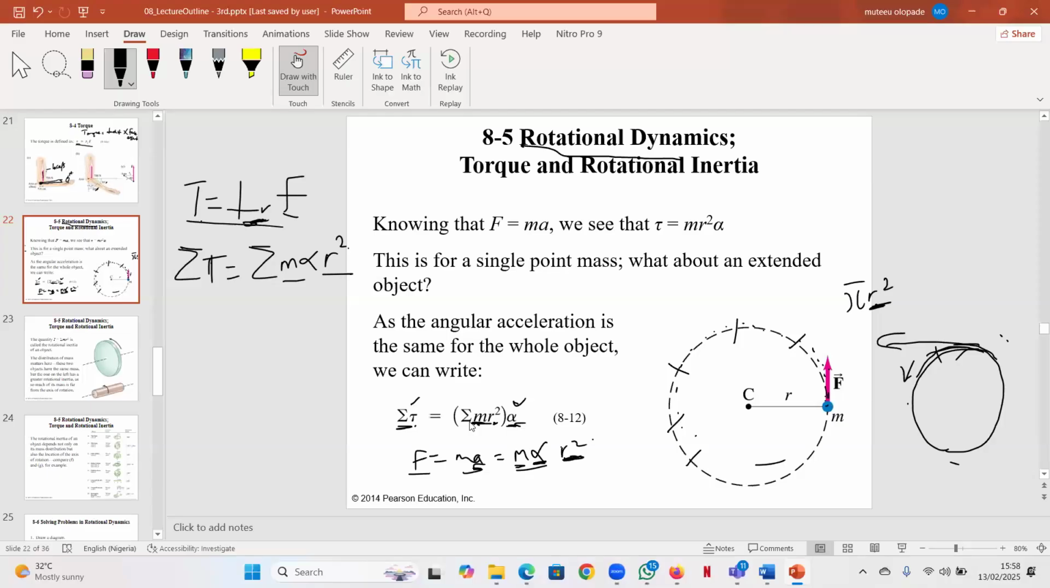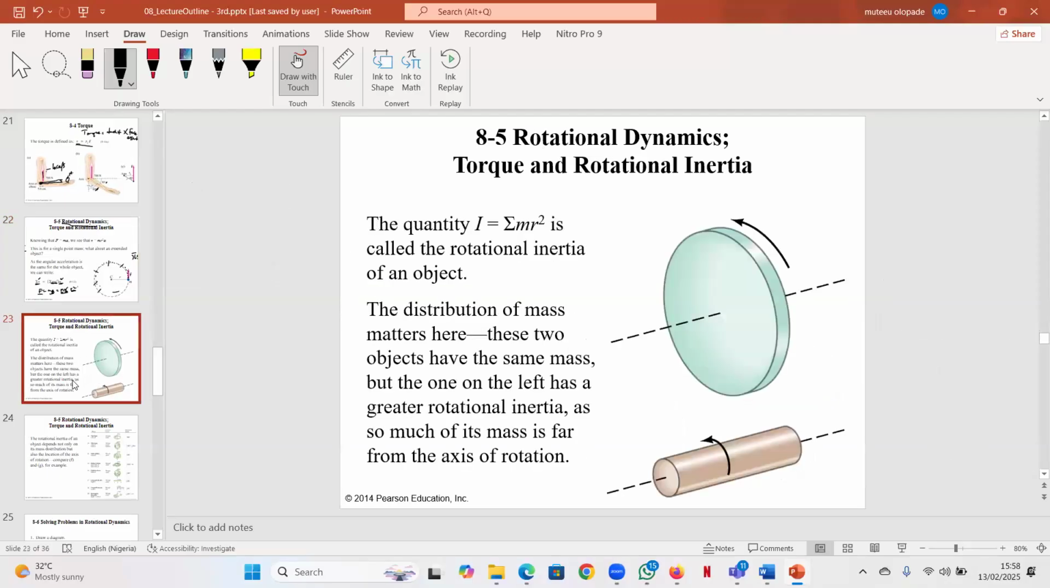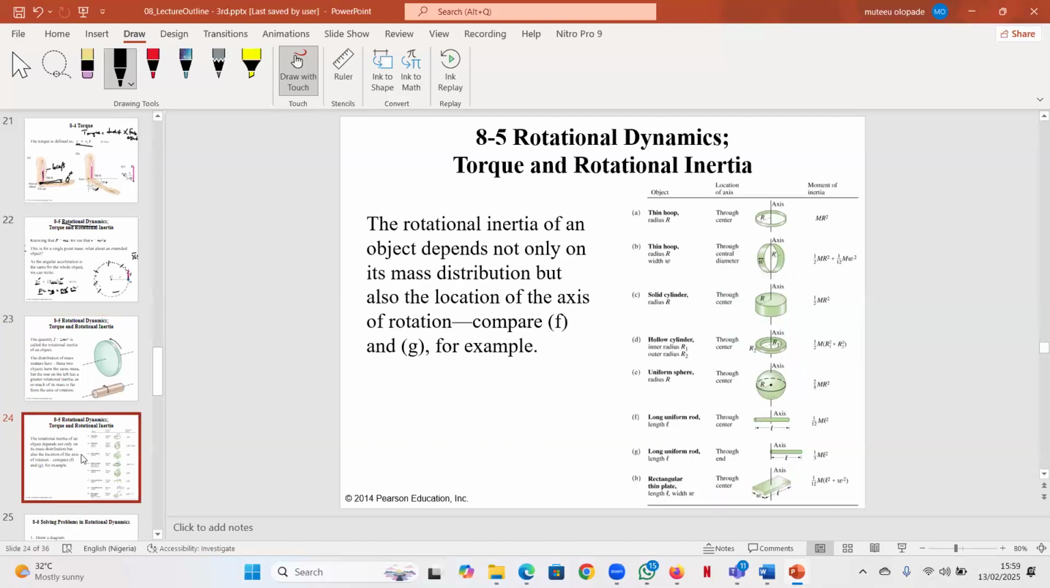Do you understand that? But the mass of the object will not change. Also, the radius covered, the distance covered, will not change. That's why they are in the bracket. Do you understand that? Yes, sir. Okay. So this is rotational inertia. Do I bother you with this? No.